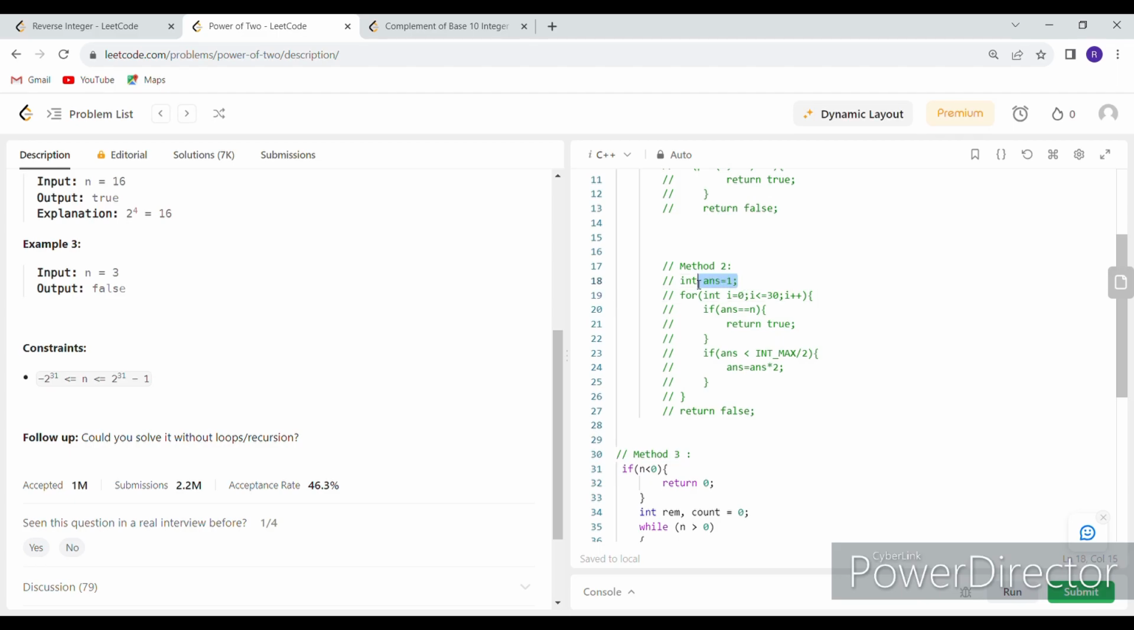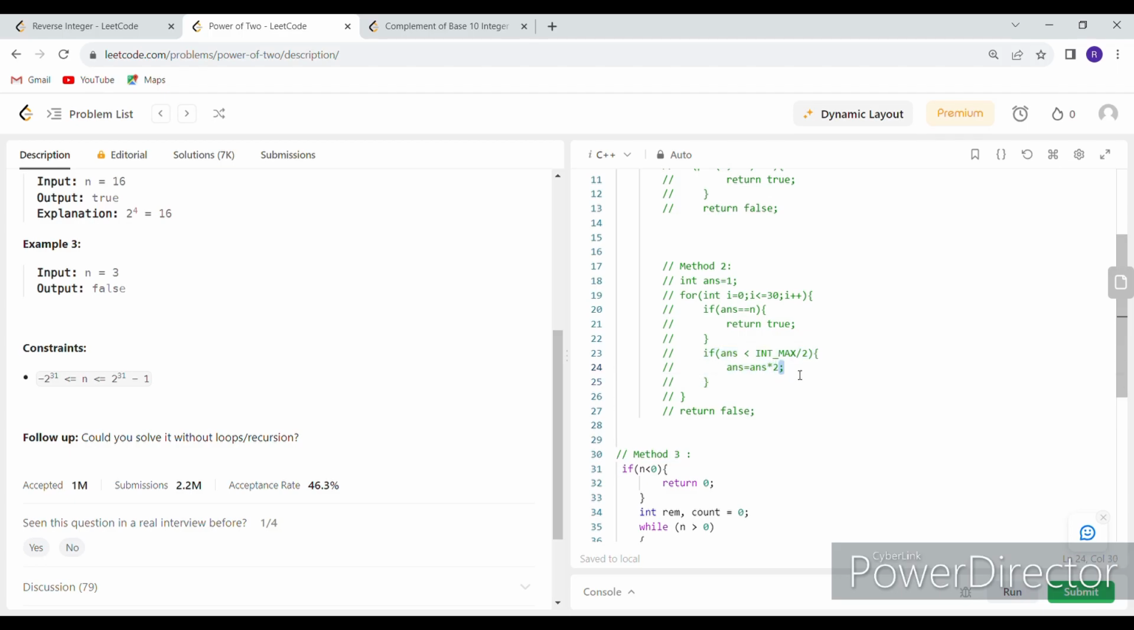Answer, initially I have initialized it as 1. Okay, so in the first iteration, 2 raised to 0 is 1. So here also, in the first iteration, it will work if the answer is equal to n. If 1 is equal to 1, obviously 1 can also be expressed as a power of 2, as 2 raised to 0. So this will be true if n is 1 and it will get returned.